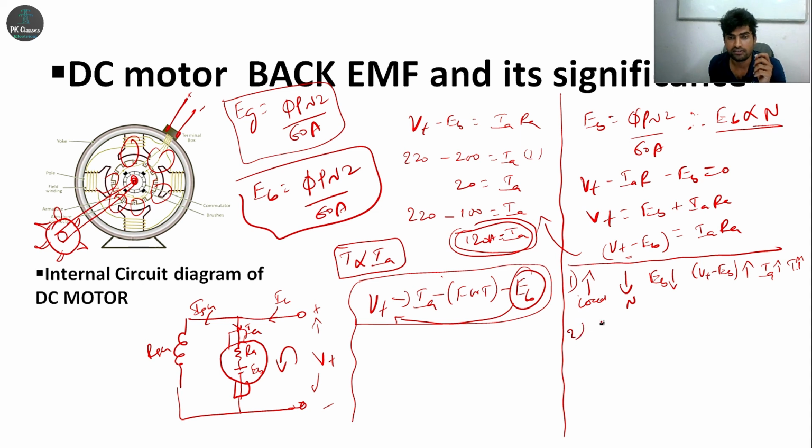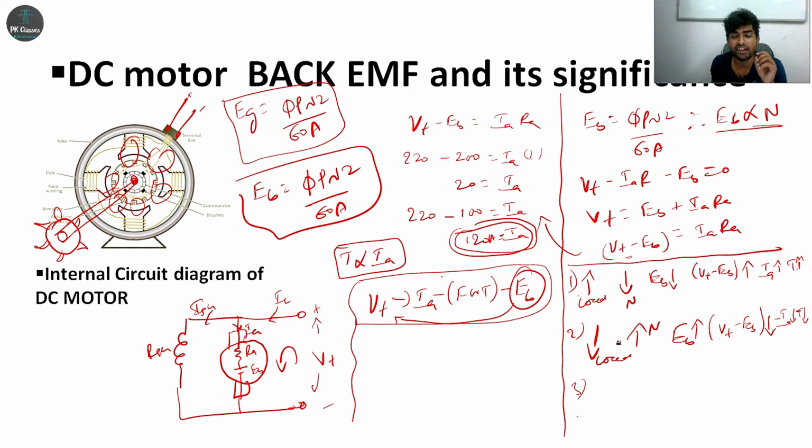Next, the second condition: if the load decreases, what about the speed? Speed will increase. What about EB? If rotation increases, EB also increases. What about VT minus EB? It will decrease. And IA will decrease, so torque also decreases. Next, back EMF acts as a regulator for the machine by controlling the armature current to meet the load requirement automatically. Without back EMF, the motor will not rotate.